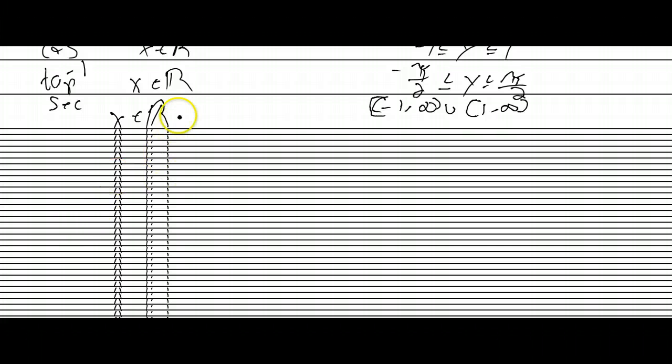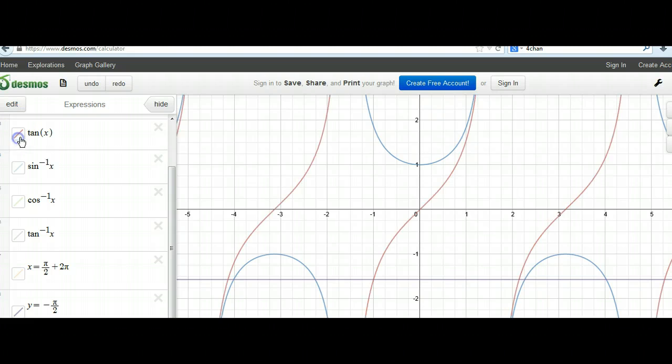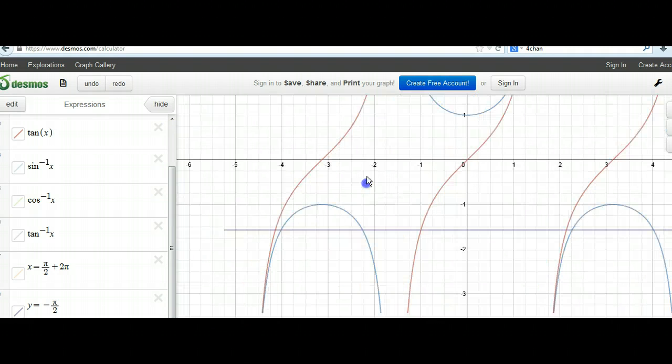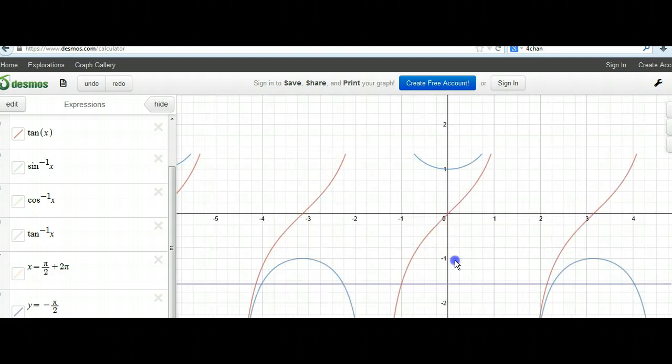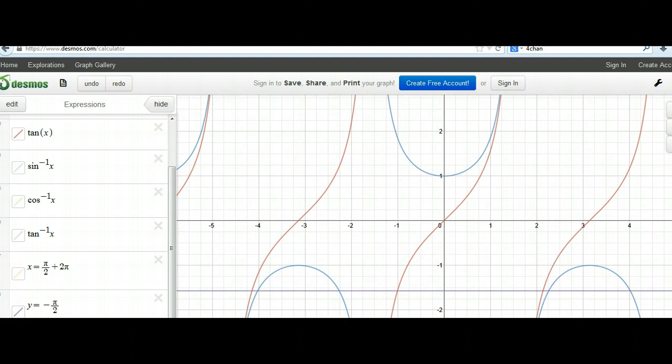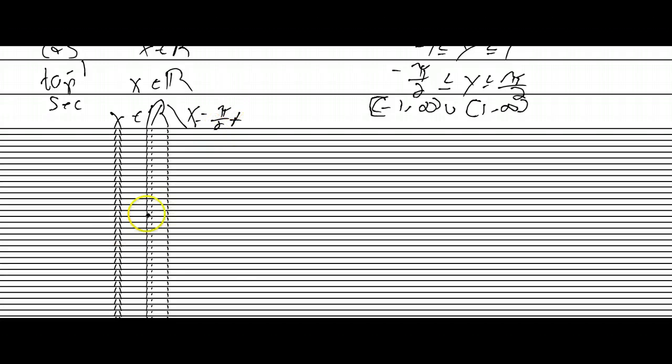It's all real numbers except the multiples of pi over 2 plus, no wait. Let's look at the graph one more time. Let's look at the graph of tangent together. Our domain only exists between here and here. So it only exists between those two points. So it is all real numbers except for pi over 2. Cool. Alright, and that is it.